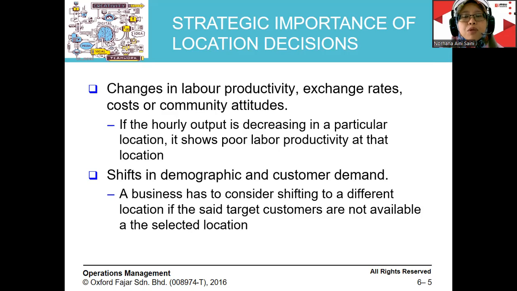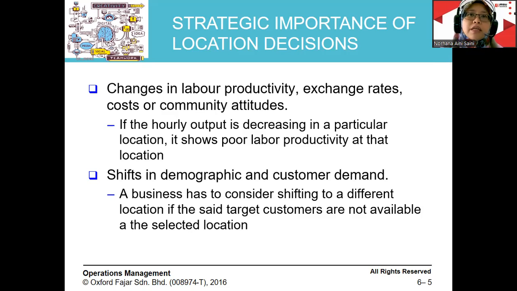If we want to sell high end products, for example branded products, definitely we need to find a location where the people around there are high class people. For example, we have Pavilion. Why is Pavilion located at Bukit Bintang? Because most of the people who go to Bukit Bintang are high class people. That's why all the very high brand boutiques are located at Pavilion, because that is their target market.